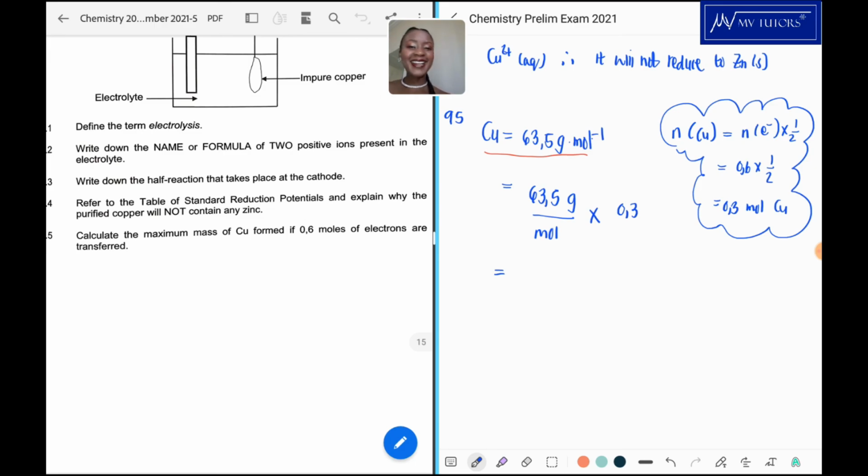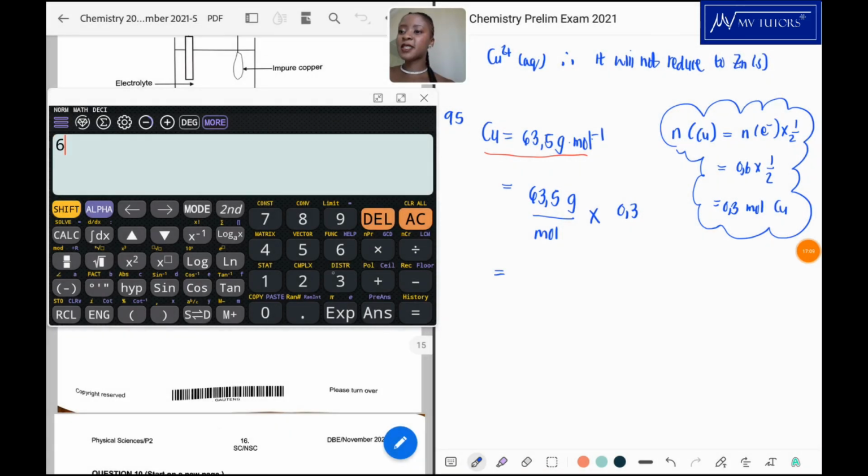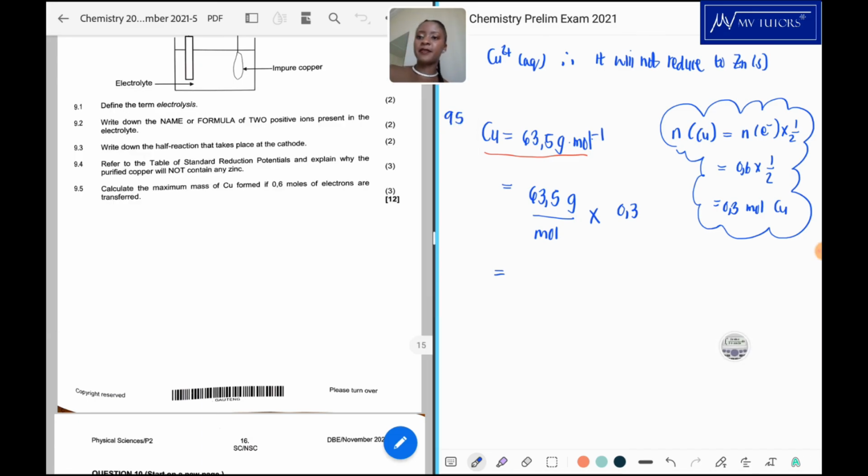Let me get the calculator. Okay, so 63.5 times 0.3, we get 19.05. So the maximum mass, 19.05 grams of copper. Okay, and that was it for question 9.